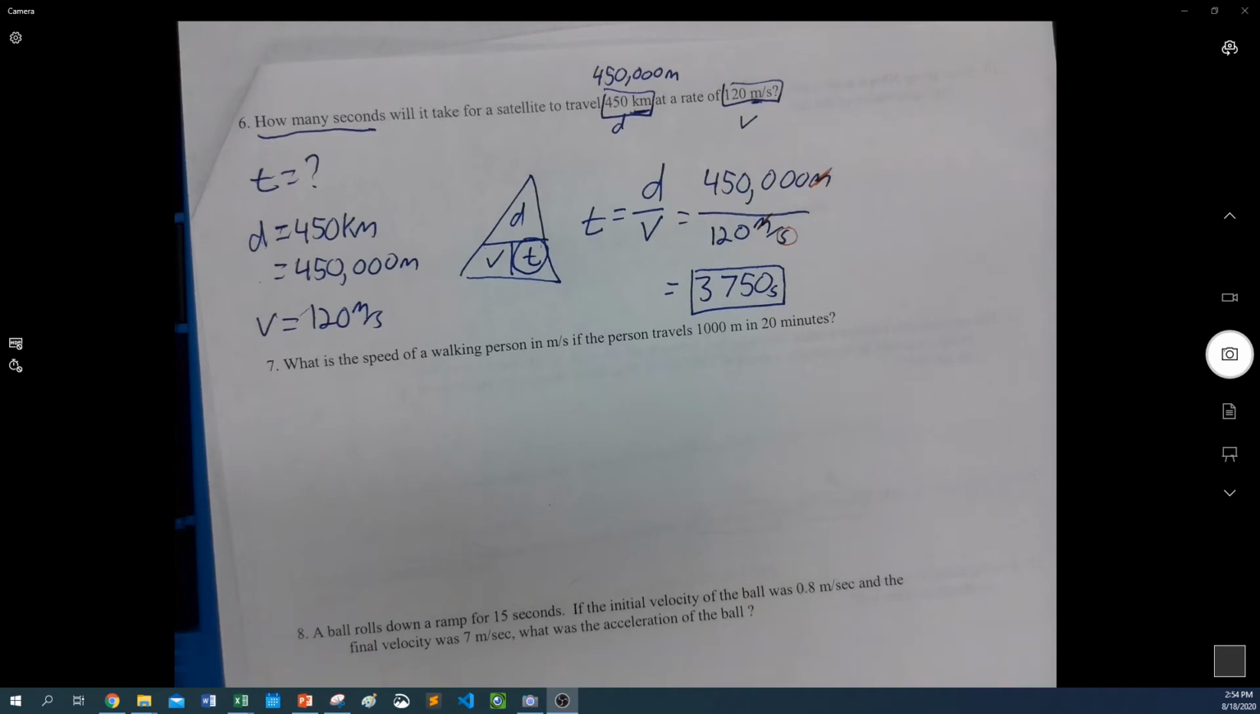What is the speed of a walking person in meters per second if the person travels 1,000 meters in 20 minutes? Note, it's wanting you to find it in meters per second, but it tells you it in minutes. So you'll need to do some conversion.